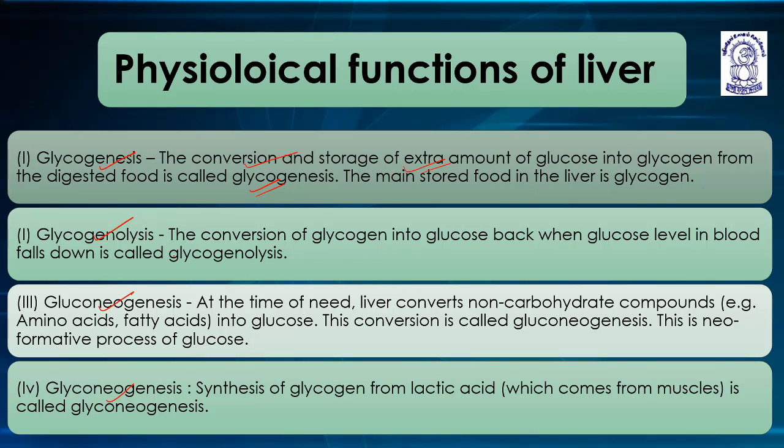Gluconeogenesis: at the time of need, the liver converts non-carbohydrate compounds into glucose. This conversion is called gluconeogenesis, meaning formation of glucose from non-carbohydrate sources. This is called the neoformative process of glucose. Synthesis of glycogen from lactic acid, which comes from muscles, is also part of this.